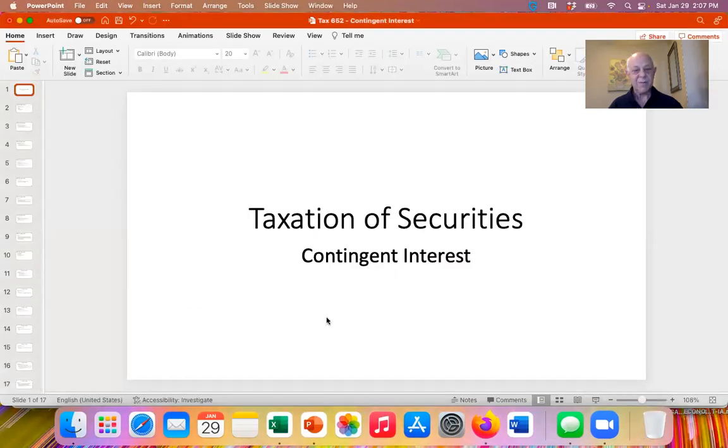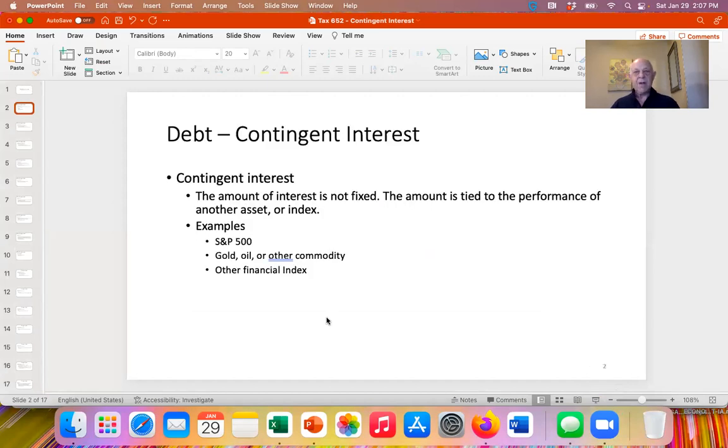Okay, here's the PowerPoint. So the first thing is, as I said, when we have contingent interest, the amount really fluctuates. And it's tied to the performance of some other asset or index. So in the example I just gave you, it was tied to the S&P 500. It could be tied to anything. It could be tied to the price of gold, price of silver, oil, anything. It could be a different financial index. It could be based off of the NASDAQ 100. It could be anything that you want it to be.